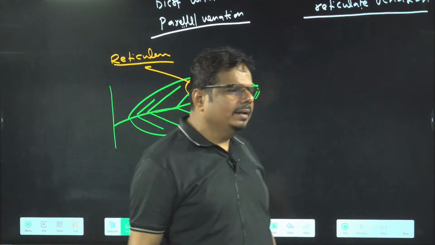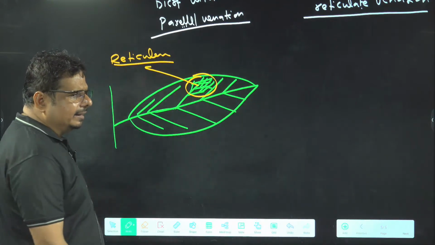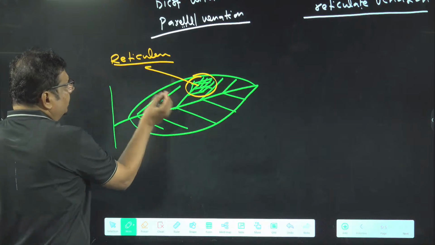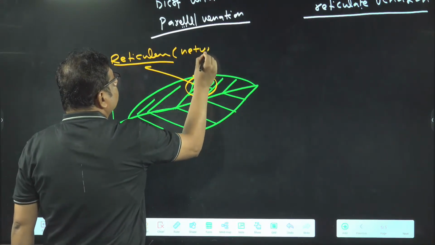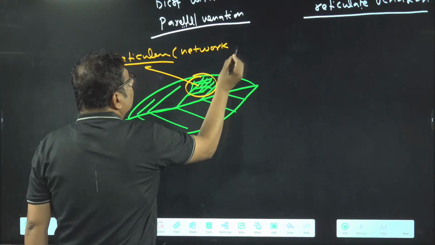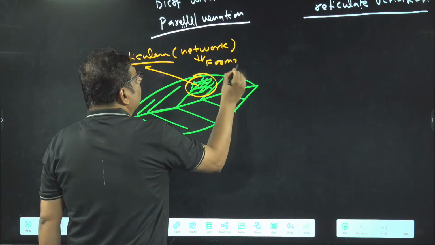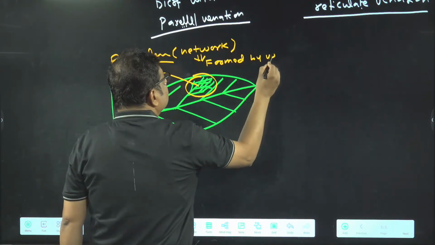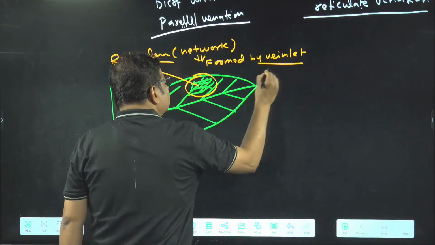Except Calophyllum. Calophyllum is a dicot with parallel venation. Getting the idea? So here a network is forming, a reticulum is forming. The network is formed by whom? Formed by veinlets. You are getting the idea?